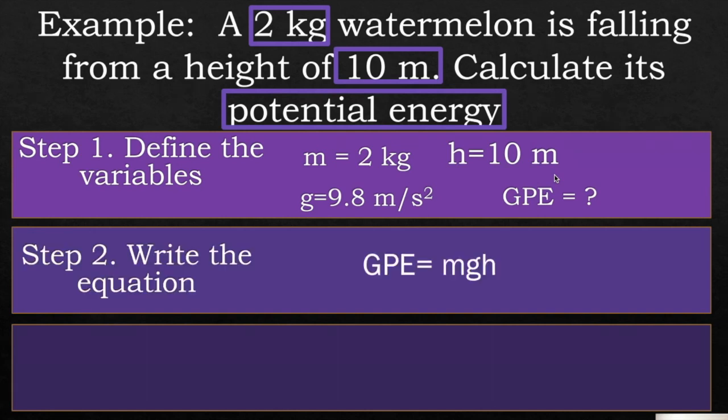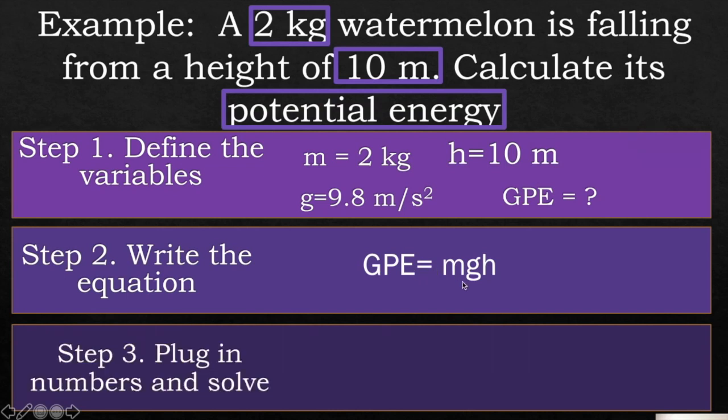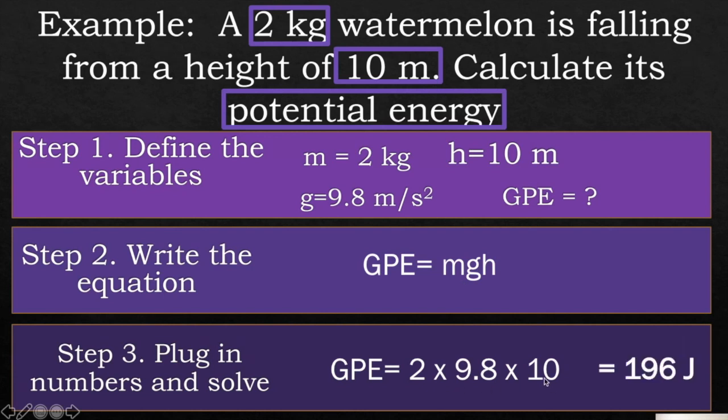This equation is different. Don't try to use the kinetic energy equation when you're calculating potential energy. So if the problem asks you for potential energy, you want to use the equation GPE equals m times g times h. Step 3, you want to plug in your numbers and solve. So m was 2, g was 9.8, and h was 10. So GPE equals 2 times 9.8 times 10, which would give you 196 joules.